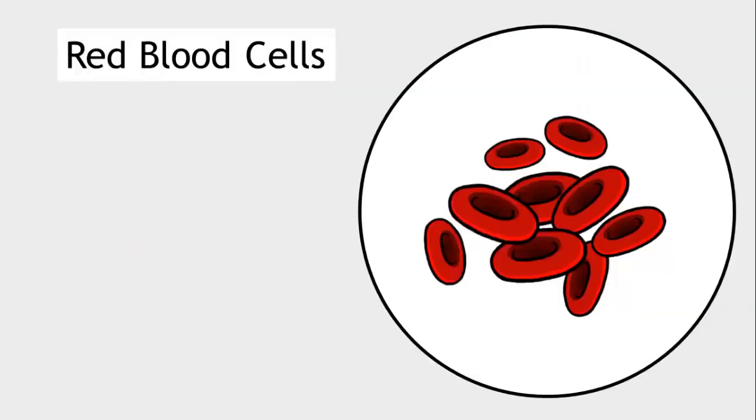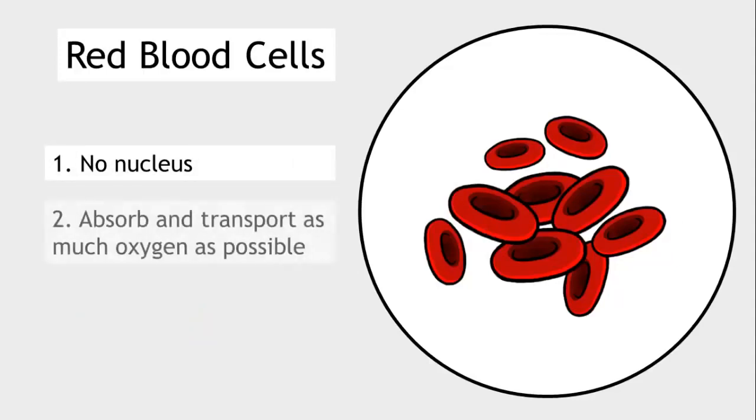Red blood cells do not possess a nucleus. This is so that they've got enough space to be able to absorb and transport as much oxygen as possible.